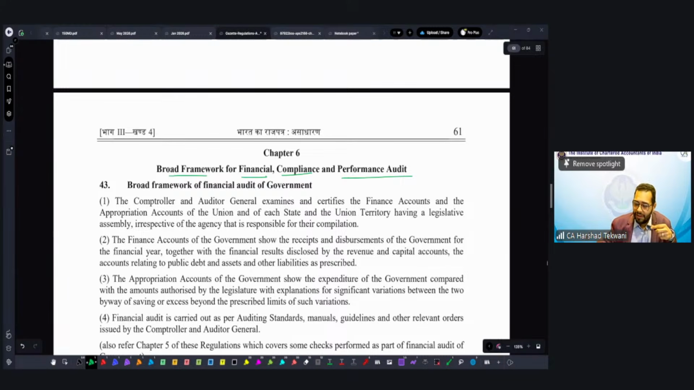Let's say, for example, what is the subject matter in the compliance audit? Subject matter I'm talking about. What is the subject matter in the compliance audit? Anyone?